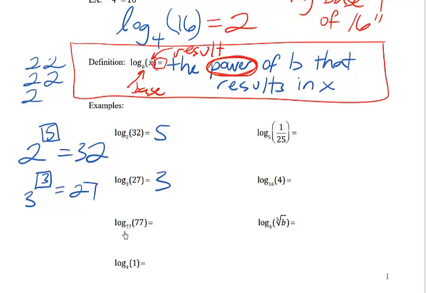Okay, how about another one? Log base 77 of 77. Sounds like a strange one, but if you give it some thought for a moment, it's not so bad. This would be base 77. I don't know the power. The final result is also 77. Well, there's only one exponent that keeps the base the same, and that would be an exponent of 1. 77 to the 1 is 77. Again, the exponent is the answer. The power is the answer.